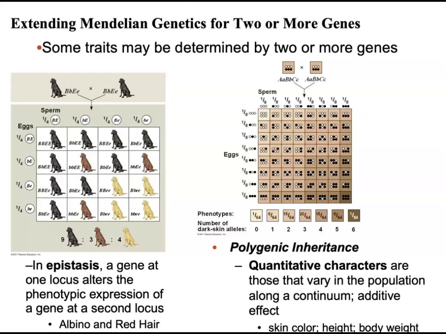In polygenic inheritance, quantitative characters are those that vary in the population along a continuum. There's an additive effect with these genes. In this example, we see skin color. The more alleles for darker skin color, the darker the skin shade. Height and body weight are additional examples of polygenic inheritance.